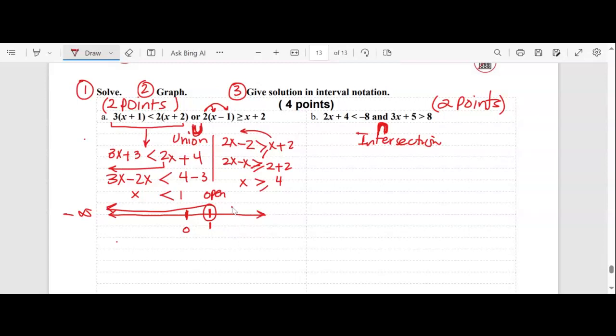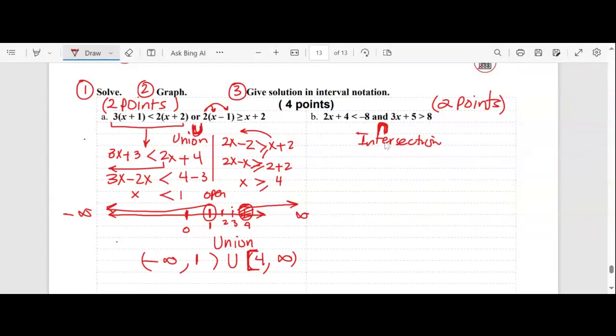So what is 4 here? 2 is here, 3 is here, 4 is here. Open or close? Close. And then go to the right side, which is positive infinity. So now you need a union. So you put the union from 4, closed at 4, to infinity, and here open, 1 to negative infinity. That's the answer.